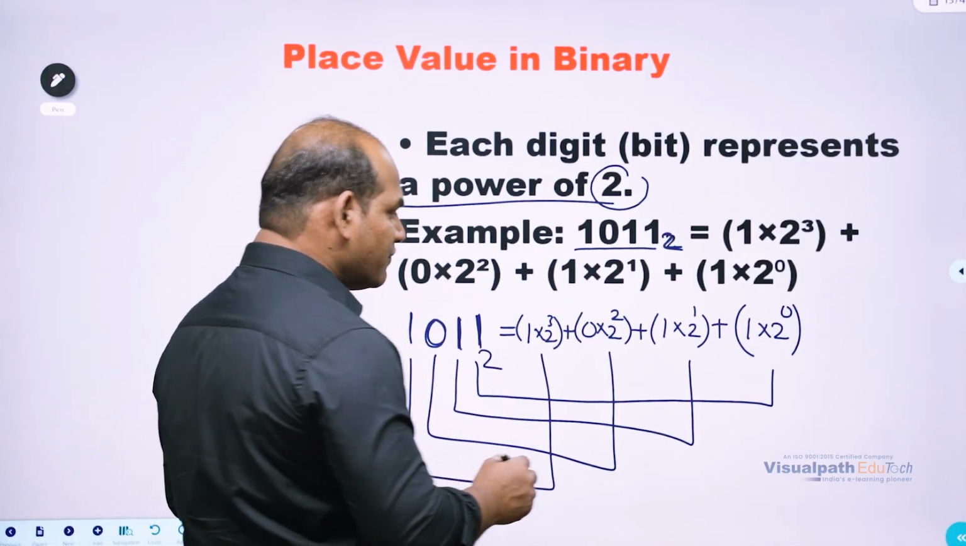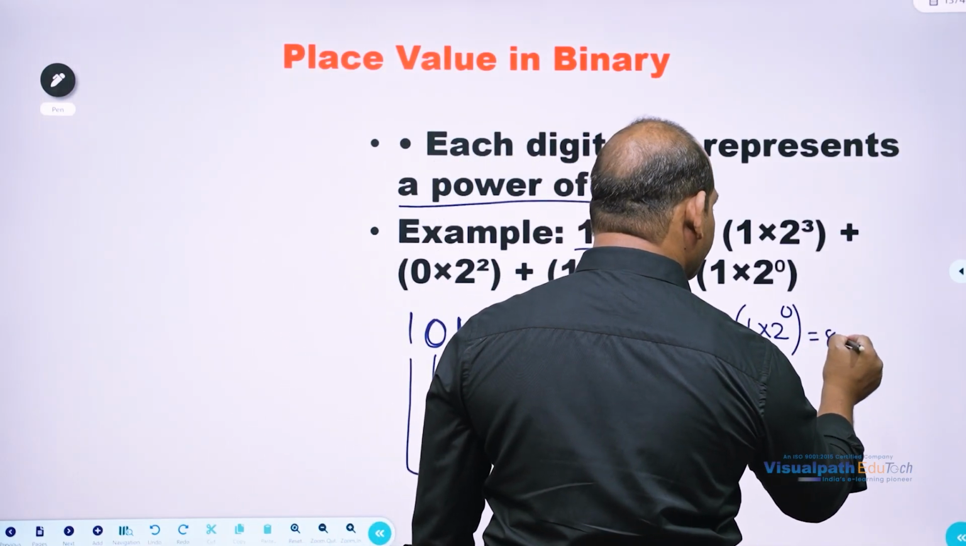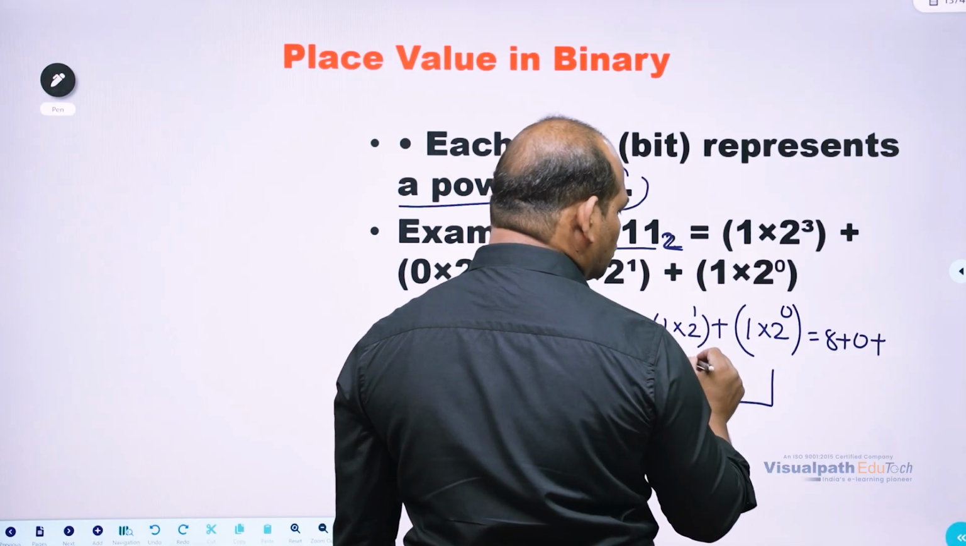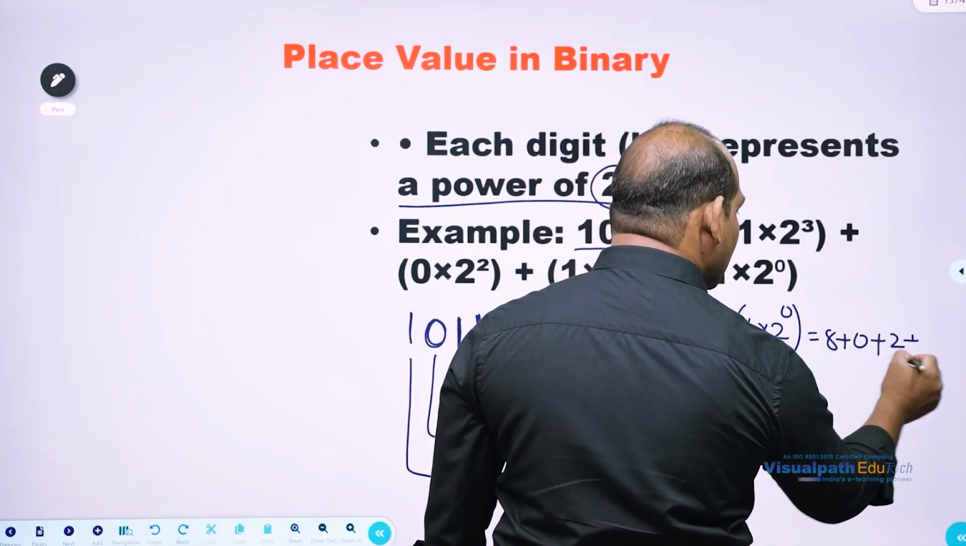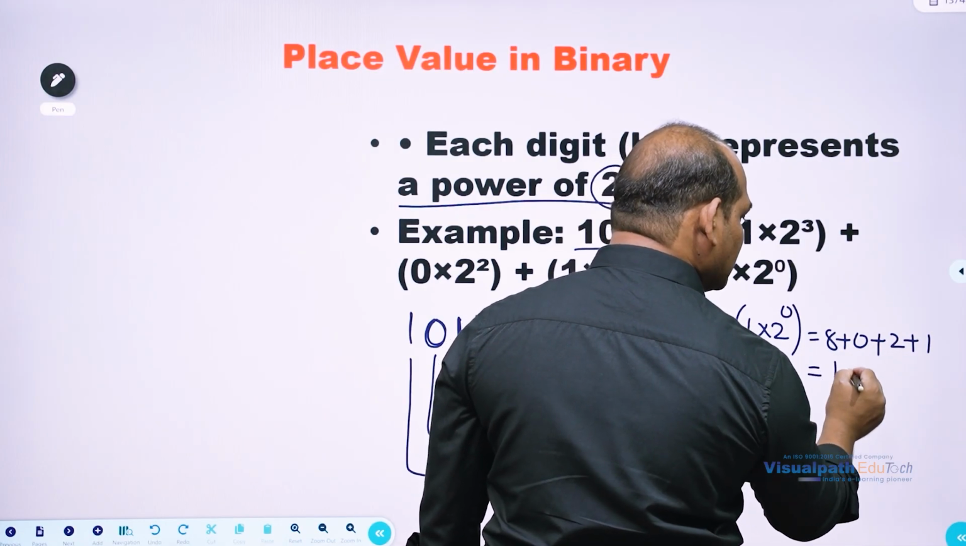What we will get, you see carefully here. It is equal to 1 into 8, since 2 power 3 is 8, plus 0 into something is 0, plus this 1 into 2 is nothing but 2, plus this 1 into 2 power 0 is 1. So it is equal to 11.